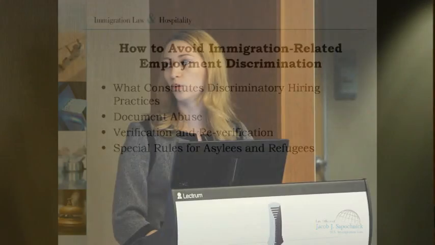Also, one more word about Social Security numbers for asylees. You must allow the employee to work regardless of whether the employee has obtained a Social Security number, even though you might require a Social Security number for future wage reporting purposes.